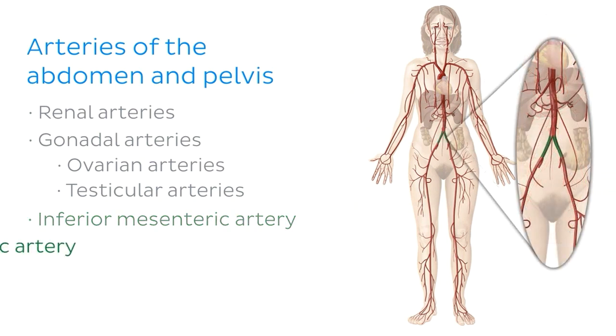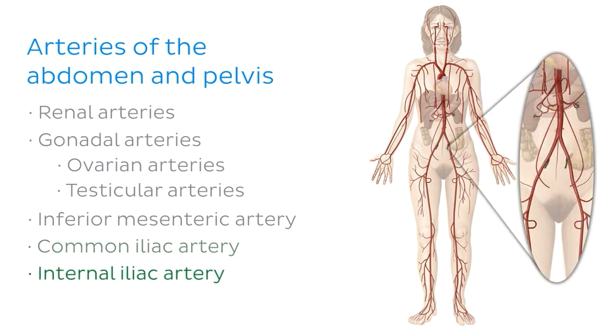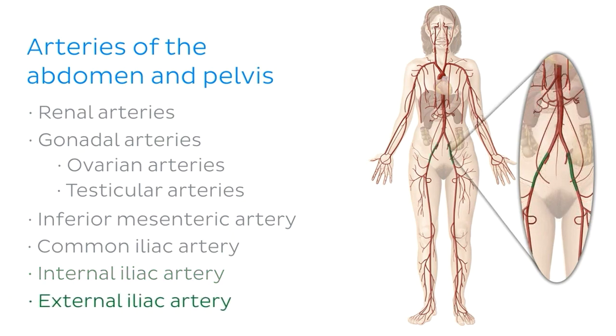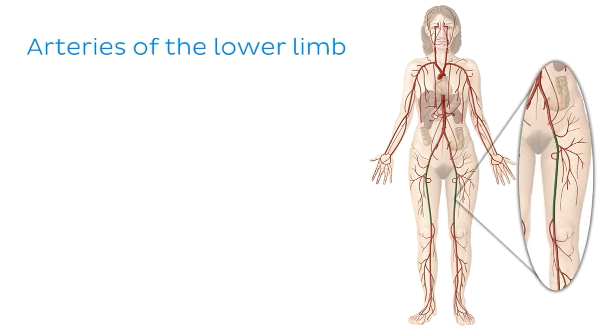Then we talked about the common iliac artery, which bifurcates off the descending aorta, as you can see. And we talked about the internal iliac artery, which is the smaller of the 2 branches that come off the common iliac artery. And we talked about the external iliac artery, which is the larger of these 2 arteries. Finally, we moved on to the arteries of the lower limb, and we began with the femoral artery, which is a continuation of the external iliac artery.